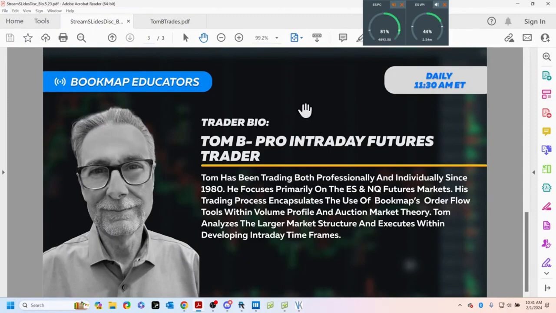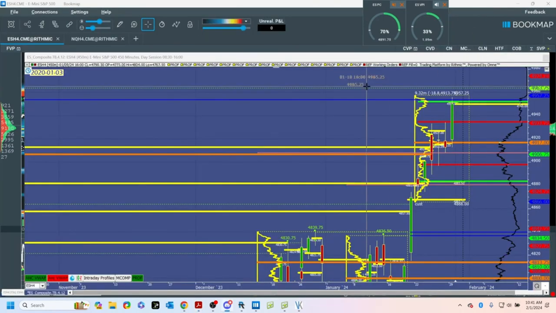Let's see if we can get this thing going. I'm having a little trouble here, and I couldn't tell you what it is. It seems to be graphics-oriented. I might just be overloading. I have too much going here.